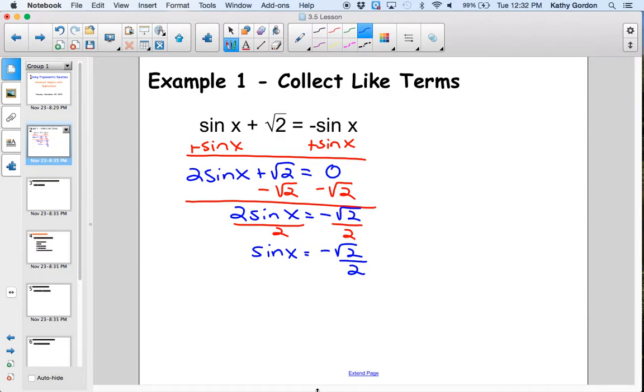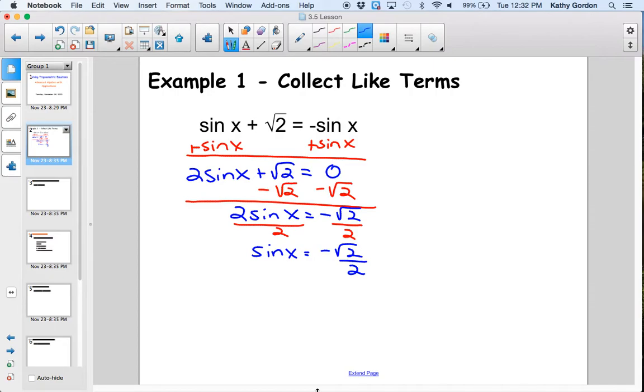Square root of 2 over 2? I hope so. Because that's one of the answers from the special angles on our unit circle. Right? Square root of 2 is one of those answers that we can get. And most of the answers that you're going to get from your equations are going to be that way.